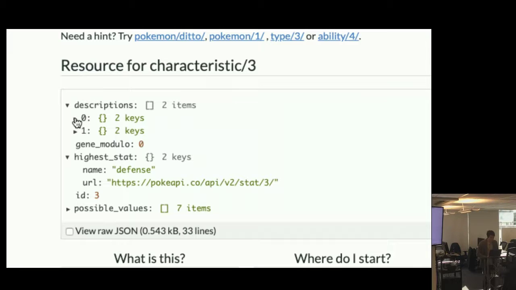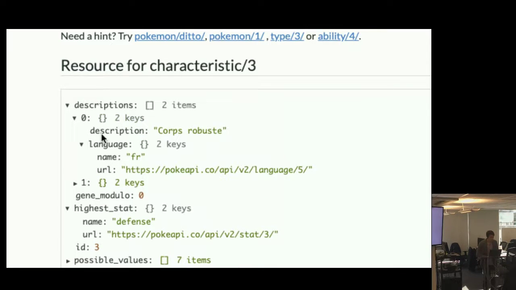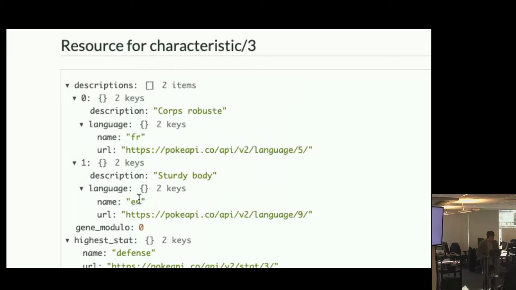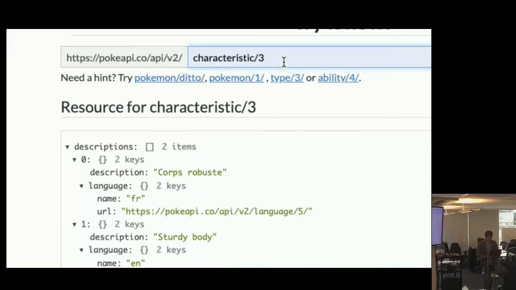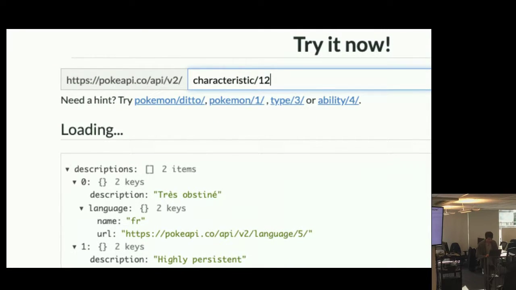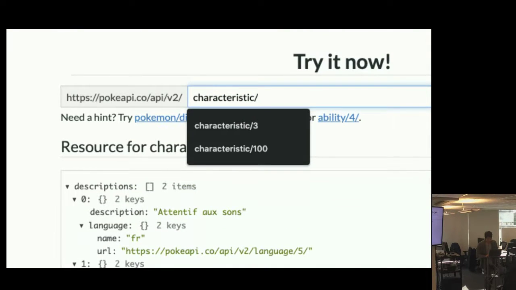We have the first thing in the descriptions being an object that has two keys, a description and a language. And the second thing in descriptions follows the same format with the description and the language. So we have French and English. We want to get the English one, which is the second one here, but won't be for all of them. Because I think I've done some poking around. Maybe they fixed it.